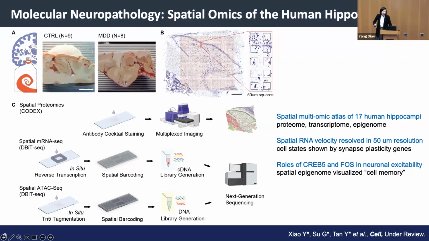So we collect the fresh frozen brains in sequential slices. Usually we collect around 40 slices at the same time. Then we use one for spatial proteomics, one for spatial transcriptomics, and one for spatial epigenome sequencing. The whole idea is how can we build an integrated map of the same brain?